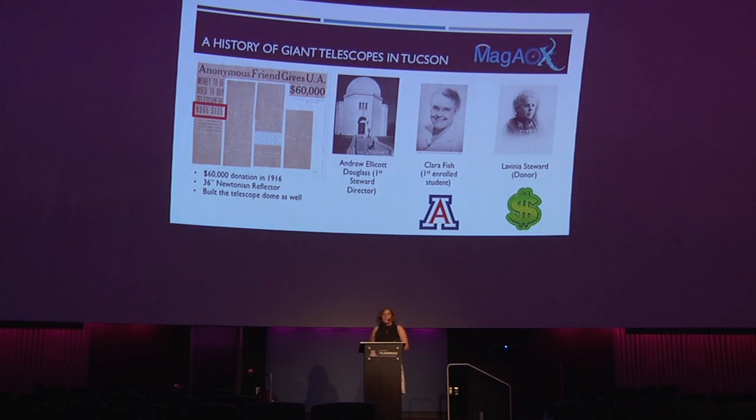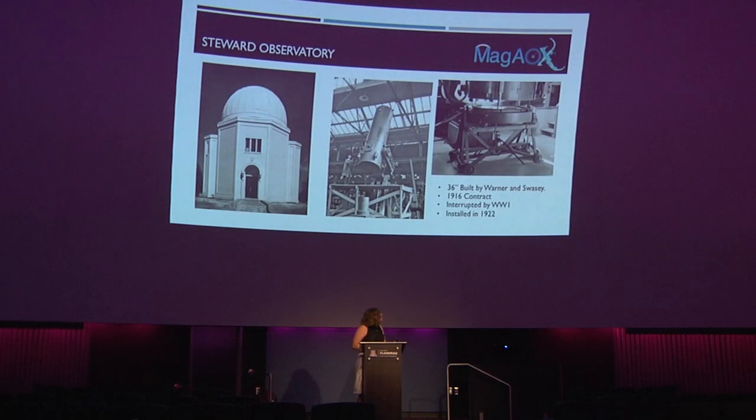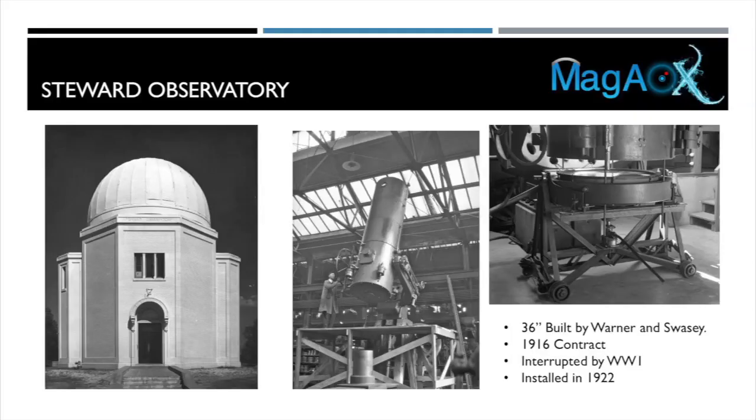And it also built the Steward dome, and the Steward dome is actually here today. It still stands. So these are some historical pictures of the Steward dome and the first telescope here on campus. On the left is the Steward dome. It's right across the street. You can still go in it. It still has a telescope, but the 36-inch reflector has been moved up to Kitt Peak Observatory.